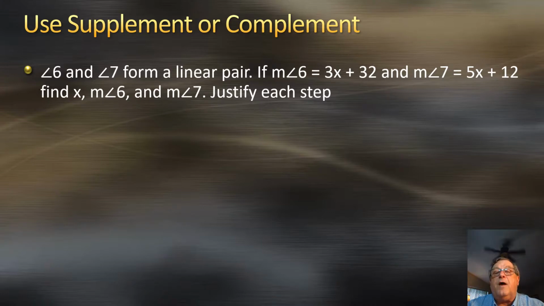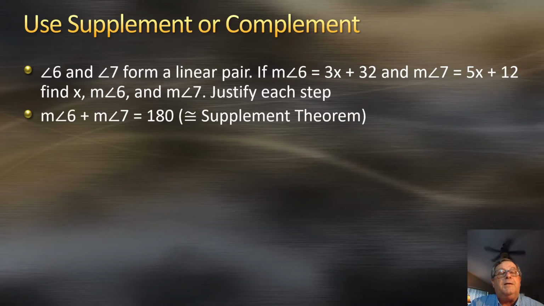Otherwise, if I didn't have that justify each step, I'd just say that 3x plus 32 plus 5x plus 12 equals 180. Then I'd solve for x, and substitute that value of x into both of those equations: 3x plus 32 would give me the measure of angle 6, and 5x plus 12 would give me the measure of angle 7. I wish it was that simple, but remember, we always have to follow the instructions. That's the number one task. Read the instructions. So let's get about doing it.